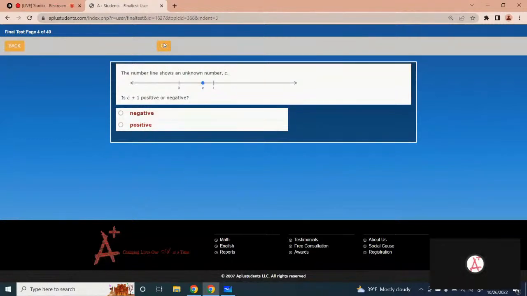Okay, if the number line shows an unknown number C, is C plus 1 positive or negative?